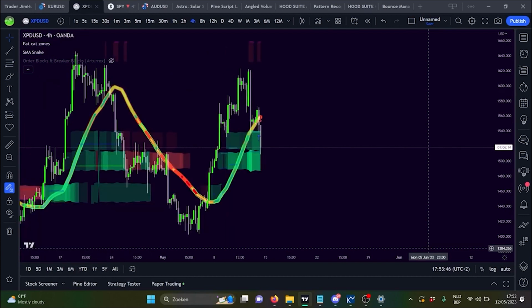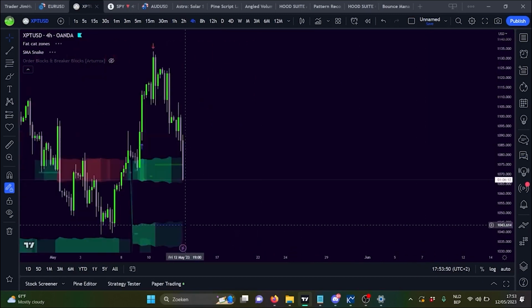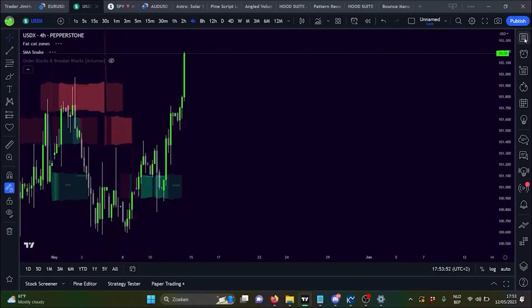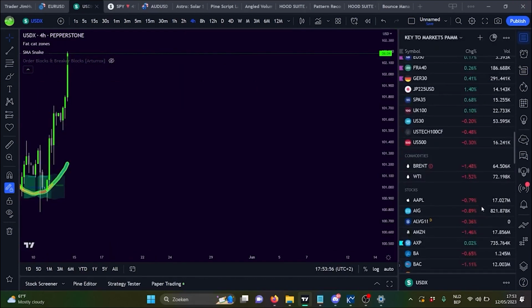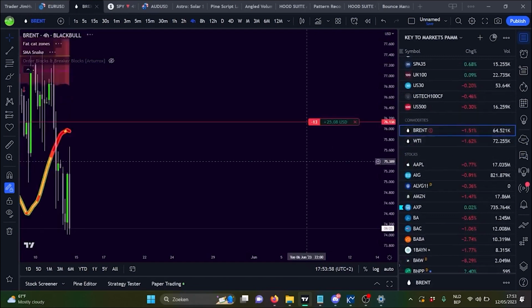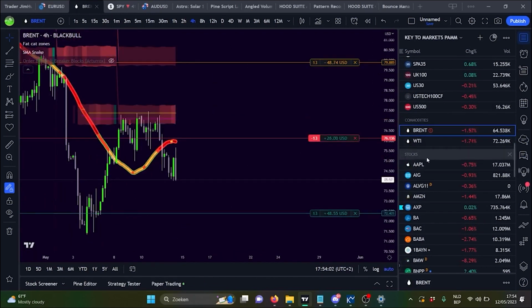Looks like silver hit the stop loss. Yeah, we got a pullback and then we're going back down, that's good.